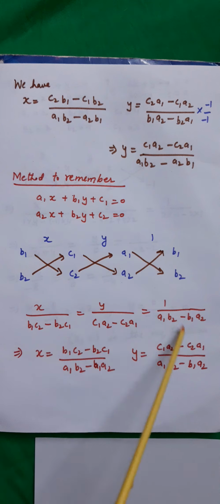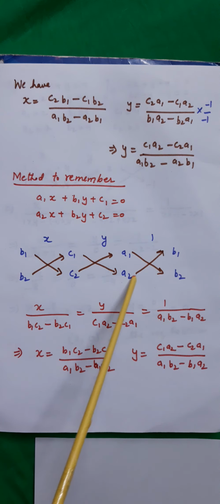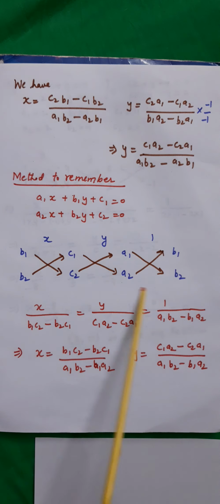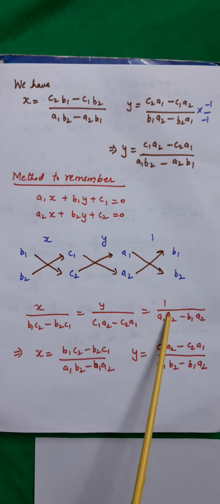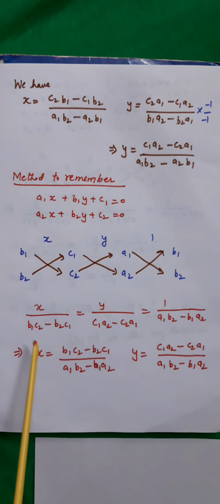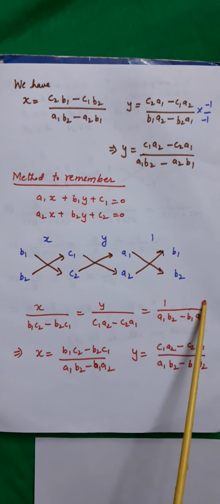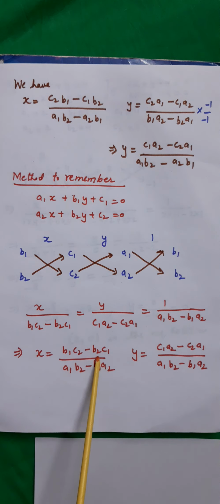And here 1 upon A1 B2 minus B1 A2. And now for getting the value of X, I will equate these two parts, first and third part. So X will be equal to B1 C2 minus B2 C1. It will come here: B1 C2 minus B2 C1 upon A1 B2 minus B1 A2.